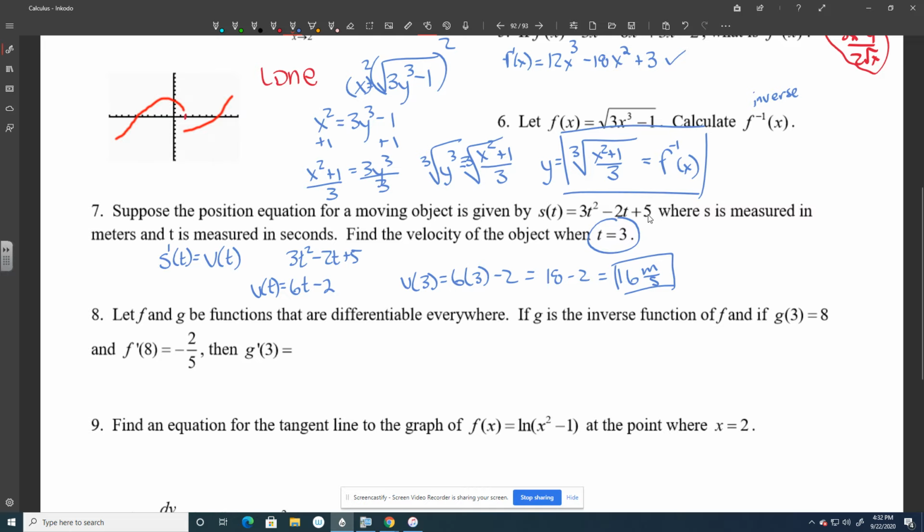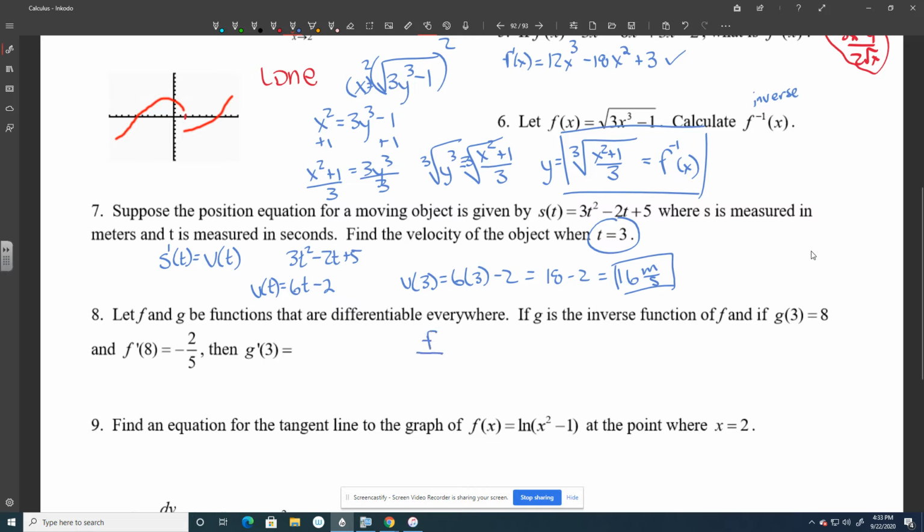Okay. All right, 8. Let f and g be functions that are differentiable everywhere. That's important. If g is the inverse function of f, and if g of 3 is equal to 8, and f prime of 8 is equal to negative 2/5, then g prime of 3 is equal to what? Wow, that's a lot of information all at once. So first thing that's important, g is the inverse of f. So obviously we're looking for an inverse. We're going to be using inverses here.